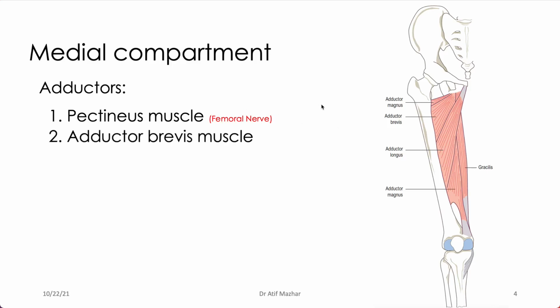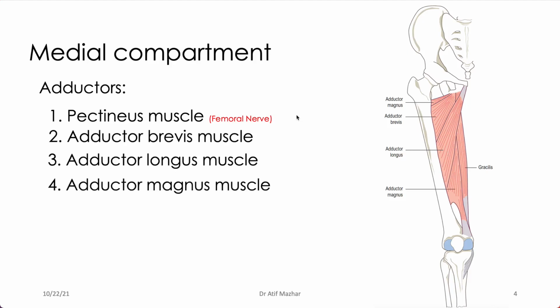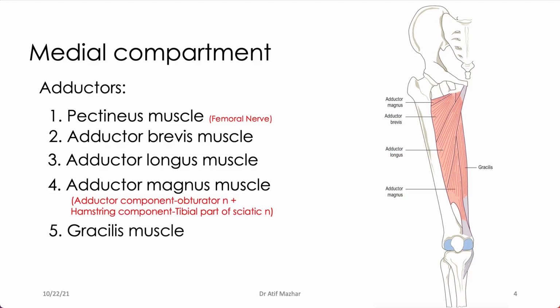And then we have the adductor brevis. Brevis means small. Then we have the adductor longus. And then a big muscle, adductor magnus, which has two components: an adductor part and a hamstring part. And last but not least is the gracilis muscle.